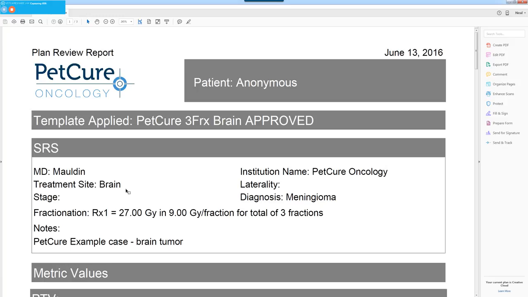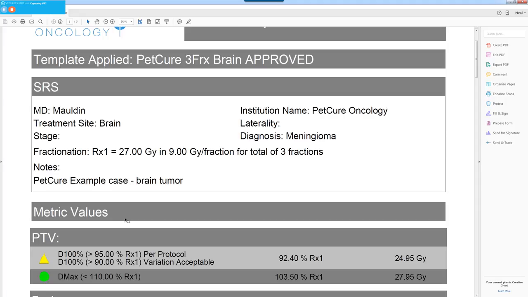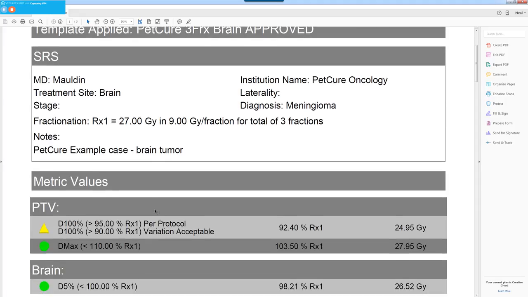So at the top part of the report, really what we see is just a plan overview or a patient overview describing what we're treating, what the prescription is, things of that sort. The metric values are really where the most important part of the report is. And this is, we see things like this.